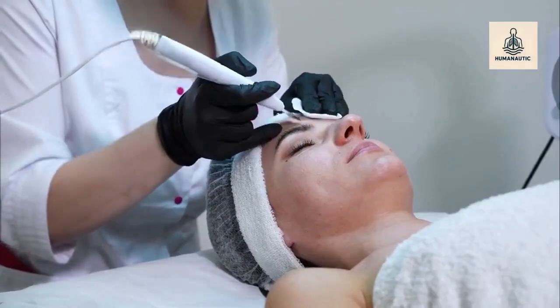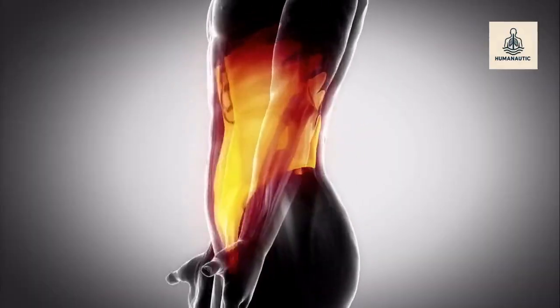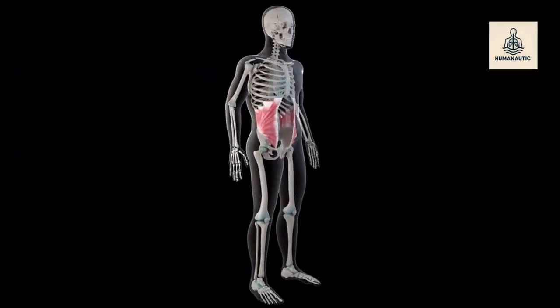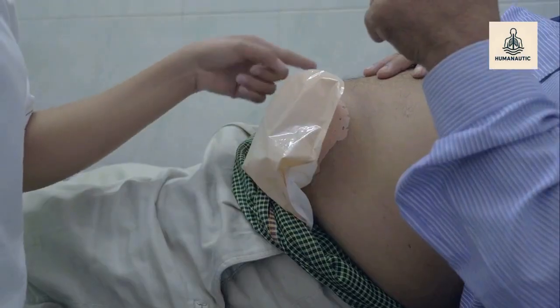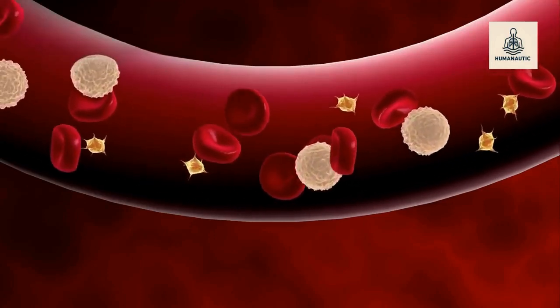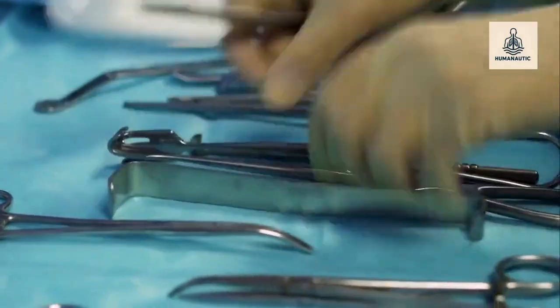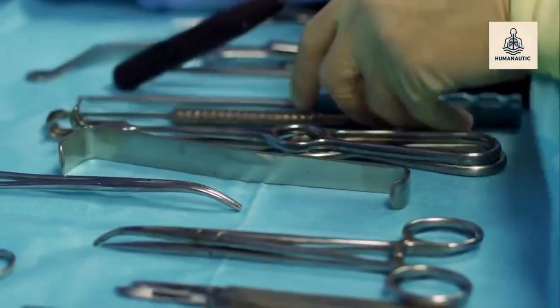Skin. Subcutaneous tissue. External oblique. Internal oblique. Transversus abdominis. Peritoneum. Bleeding vessels are cauterized carefully. Once the peritoneum is open, retractors are inserted to expose the operative field.